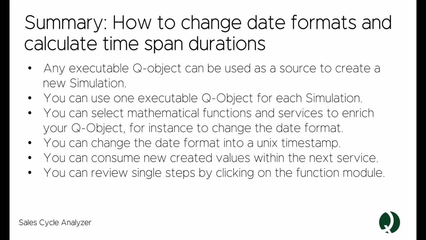Let's summarize what we have learned so far. You have learned that any executable Q object can be used as a source to create a new simulation. Furthermore, you can select a mathematical function and services to enrich your Q object. You have seen that it is possible to change a date format into a Unix timestamp. In addition, you have learned that you can consume newly created columns immediately within the next service. And you can review single steps by clicking on the function module.